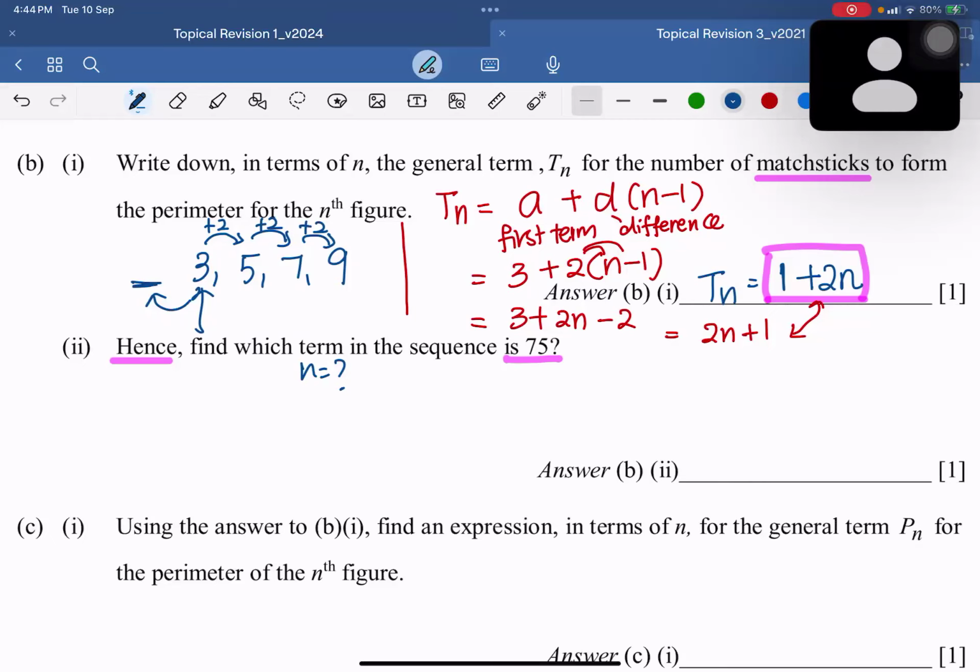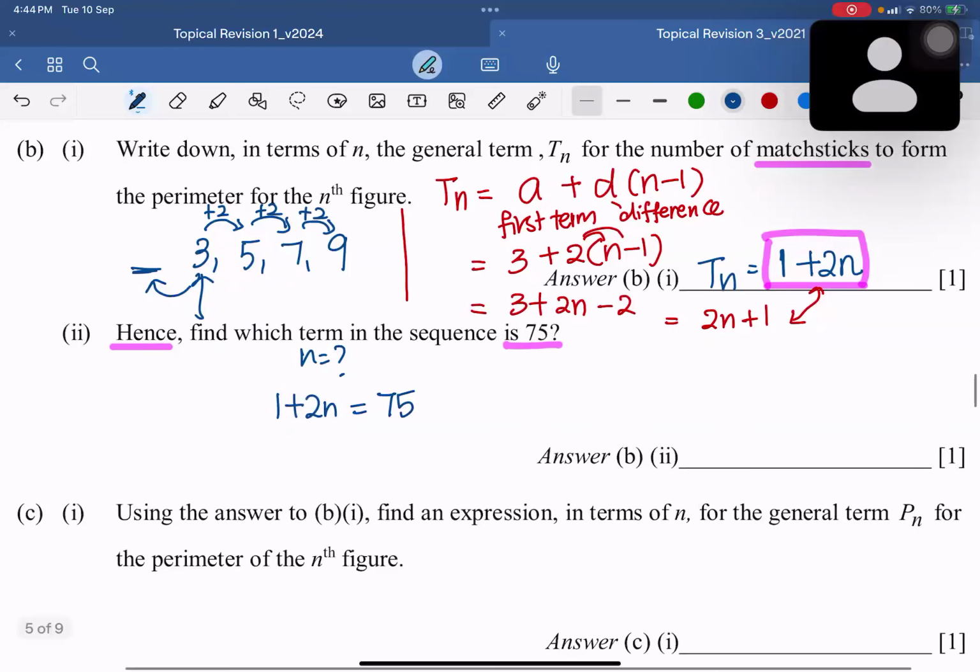Oh no. They asked me to find the term, right? Do I know the n? N is the term number. Do I know the n? No, we don't know. So this 75 is which one? The 75 is the whole thing over here, right? Okay, so 75 equals to, or I should say 1 plus 2n equals to the number 75.